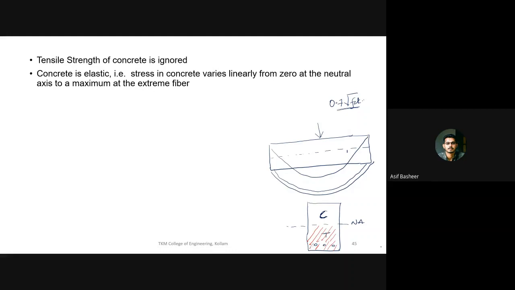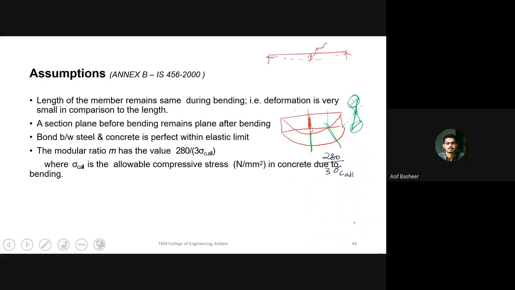Now the next one, the concrete is elastic. That is, the stress in concrete varies linearly from 0 at the neutral axis to a maximum at the extreme fiber. That is, they assume the concrete is obeying Hooke's law. Is it okay up to here? These are the assumptions in the design of structures by the working stress method, that is, the working stress design philosophy.